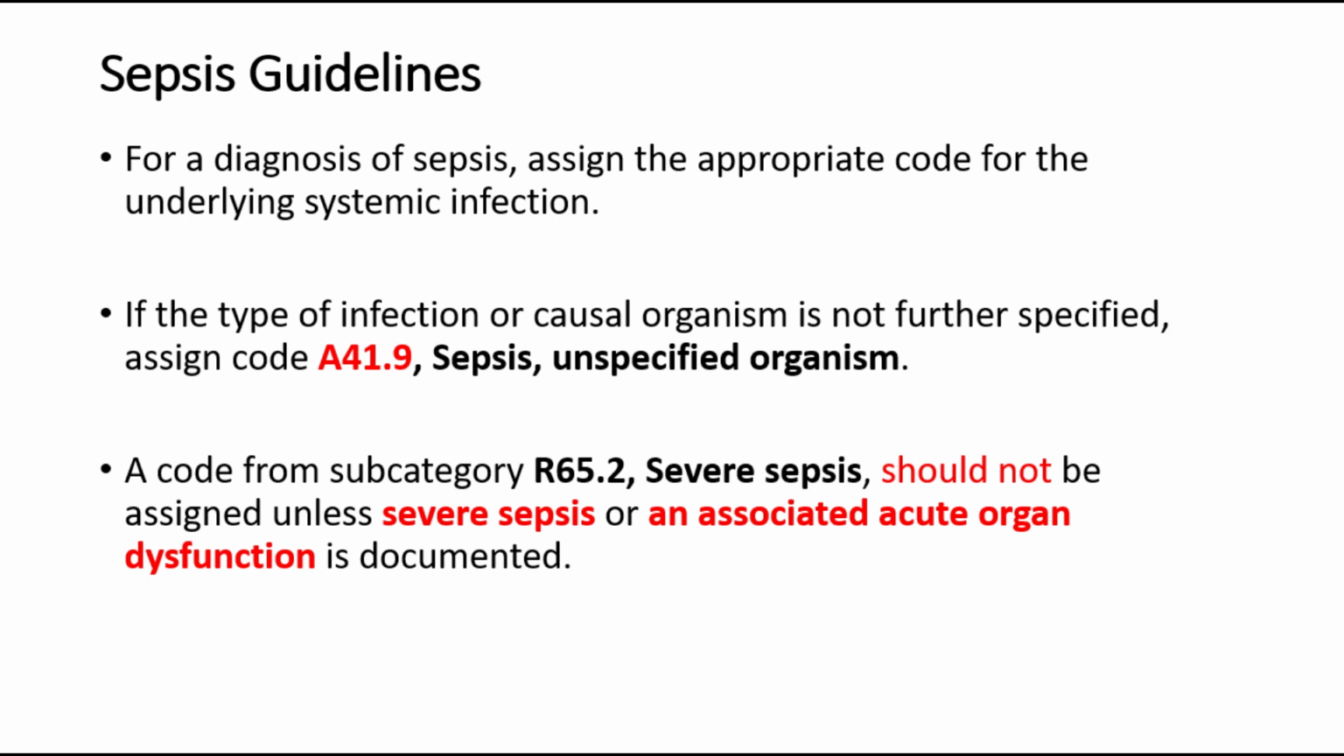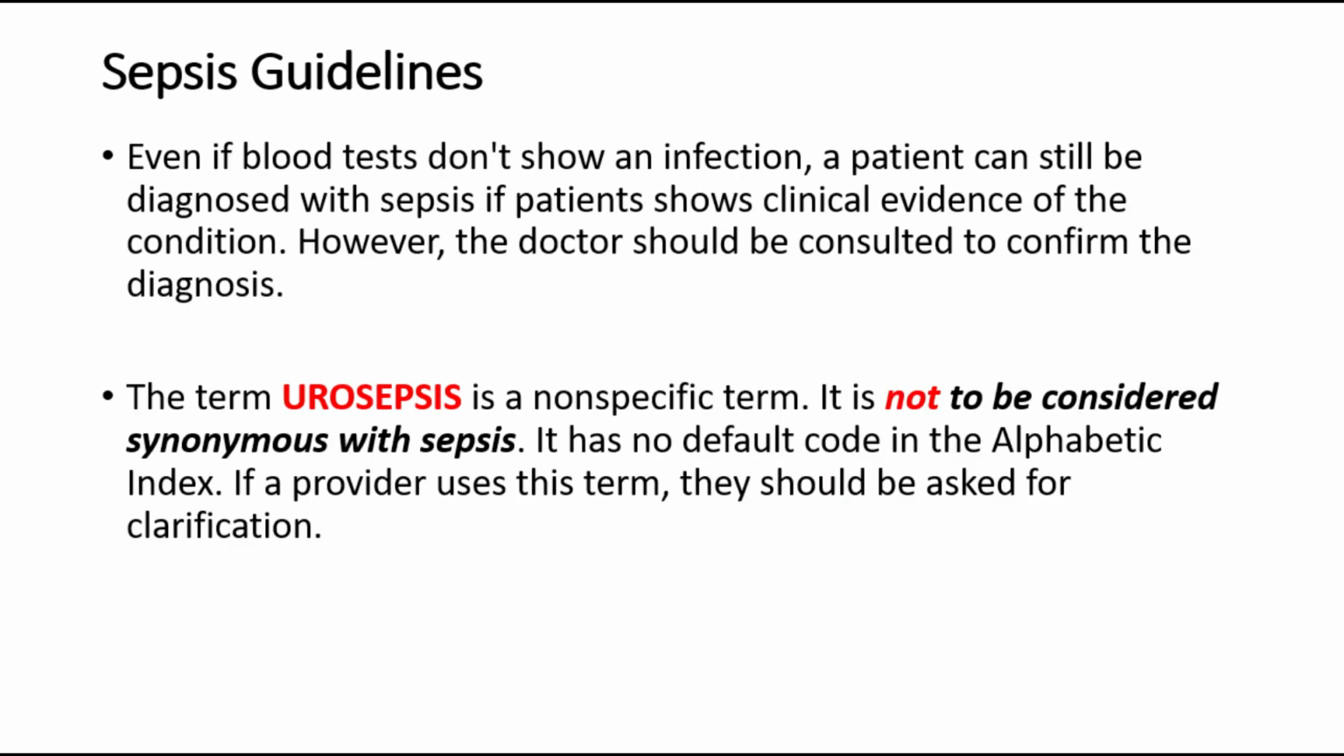A code from subcategory R65.2, severe sepsis, should not be assigned unless severe sepsis or an associated acute organ dysfunction is documented. Even if blood tests don't show an infection, a patient can still be diagnosed with sepsis if the patient shows clinical evidence of the condition. However, the doctor should be consulted to confirm the diagnosis.